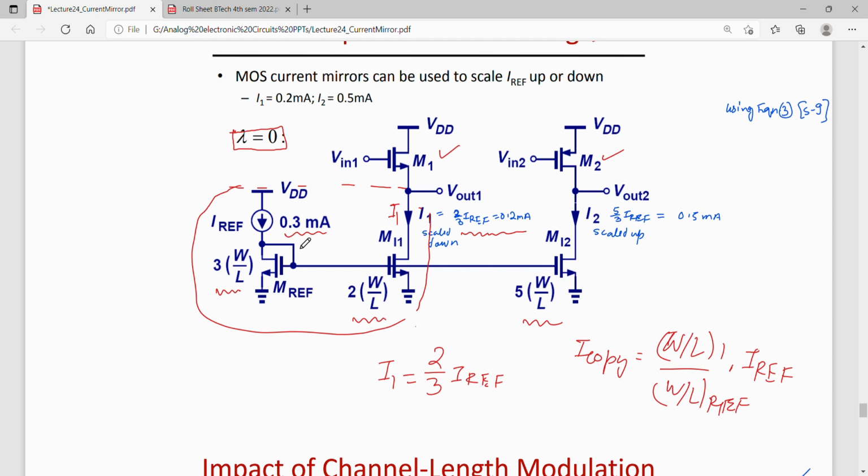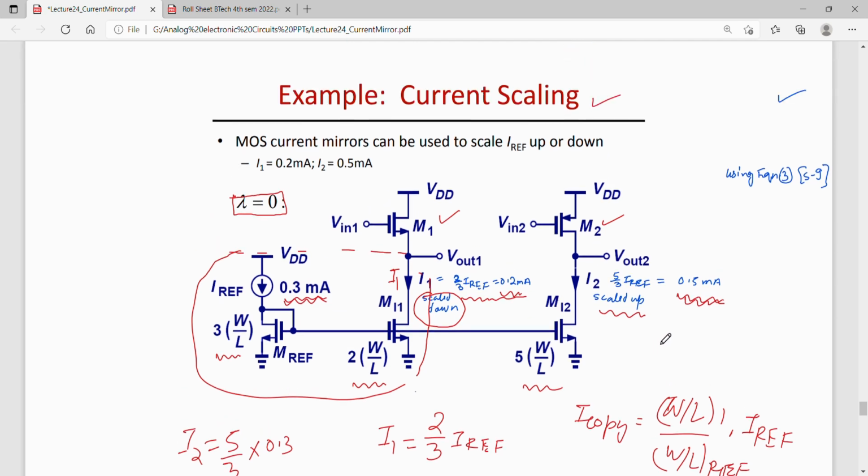And Iref is 0.3. So 2 by 3 multiplied by 0.3 is 0.2 milliamperes. Similarly for this, the W by L ratio is 5 by 3, so 5 by 3 multiplied by 0.3 is 0.5 milliamperes. So here we see scale down: the current has been scaled down from 0.3 to 0.2 milliamperes, and in this case it is scaled up from 0.3 to 0.5 milliamperes. So here scaling up and here scaling down. Within the same circuit, both scaled up and scaled down current values can be obtained.